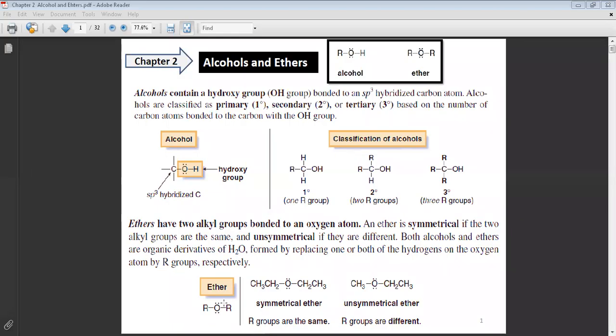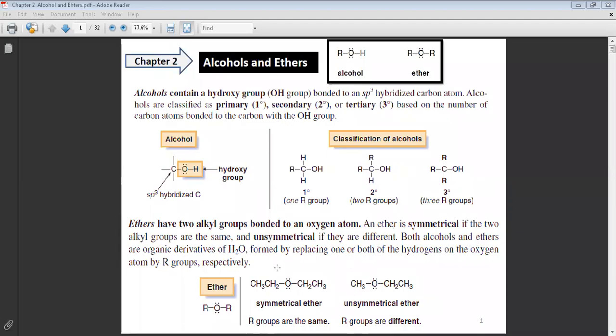We have symmetrical ether and unsymmetrical ether. When I say symmetrical ether, that means this R group is identical to this R group. That means both the R groups are the same. But in an unsymmetrical ether, no. This is ethyl and this is methyl, that means they are not identical groups. Okay, here is the meaning of unsymmetrical and symmetrical.